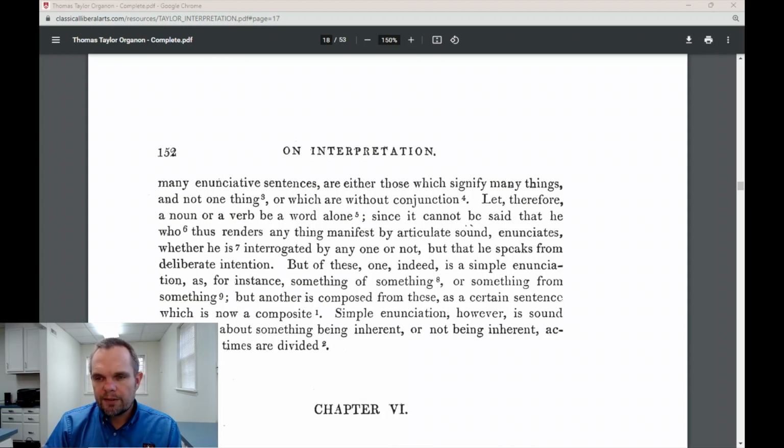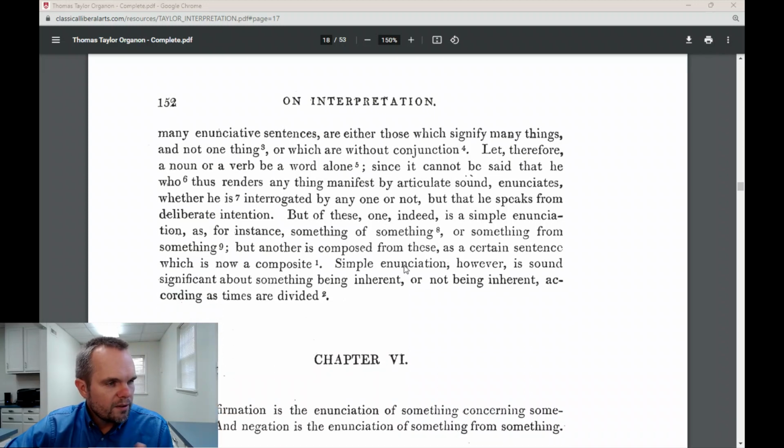But another, he says, is composed from these as a certain sentence, which is now a composite. So a combination of simple enunciative statements can be joined together to form a composite enunciative sentence. And then we have here something that approaches the definition of a simple enunciation. He says, simple enunciation is sound significant about something being inherent or not being inherent according as times are divided.